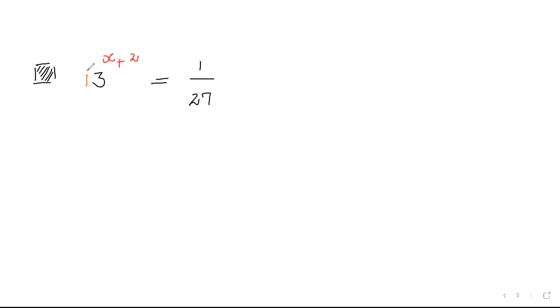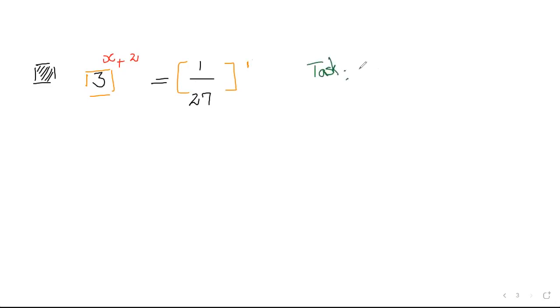Now, the first one here, we have 3. But what is the other base on the right side? 27. Now, the other base is 1 over 27, which is raised to the power 1. Now, they are widely different, two different bases. Now, our work starts here. How to make 1 over 27 become 3? That's our task.